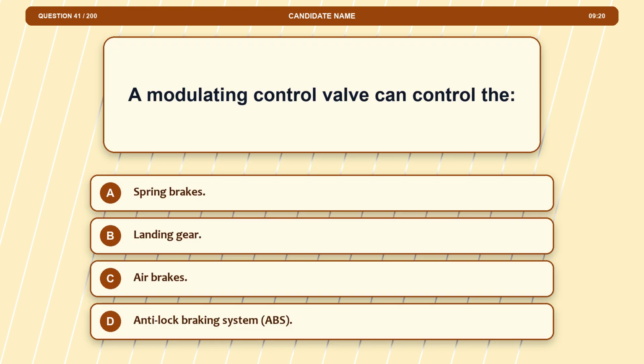Question 41. A modulating control valve can control the: Option A, spring brakes. Option B, landing gear. Option C, air brakes. Option D, anti-lock braking system, ABS.